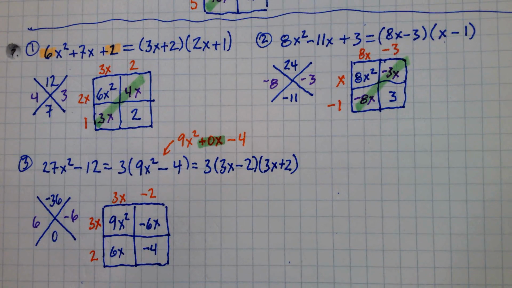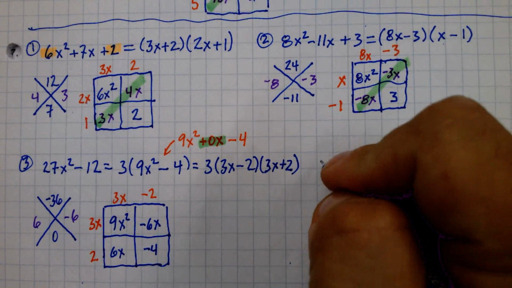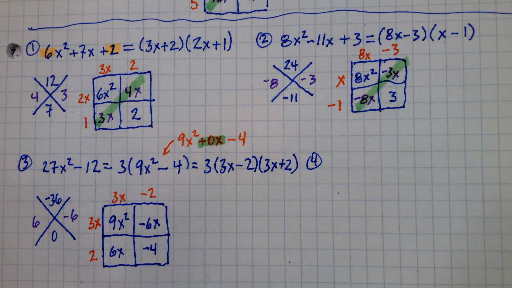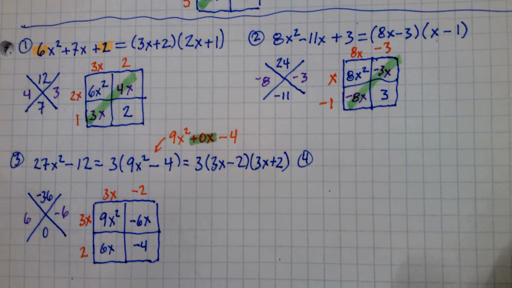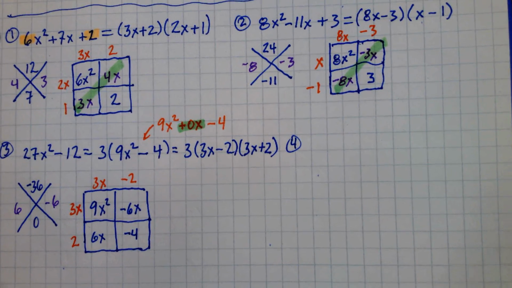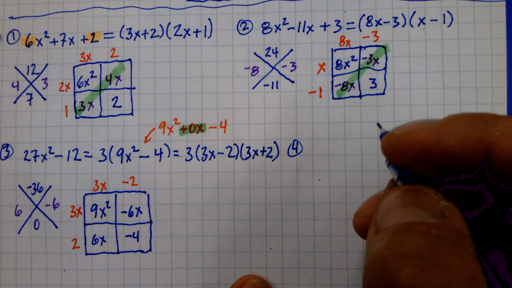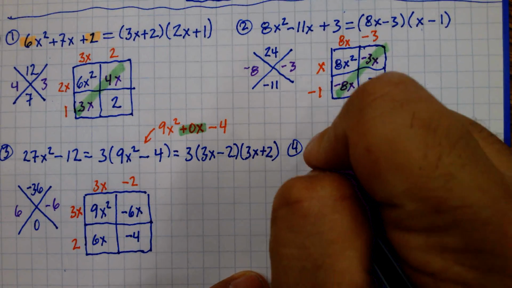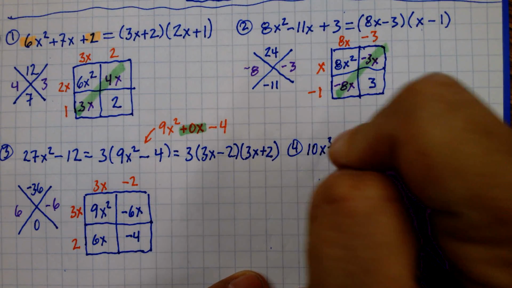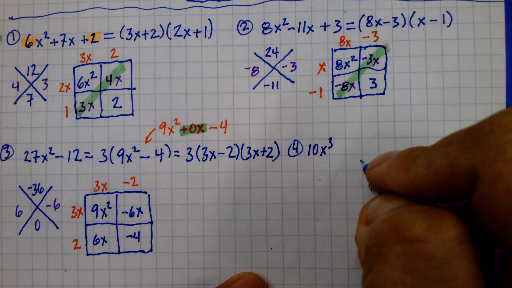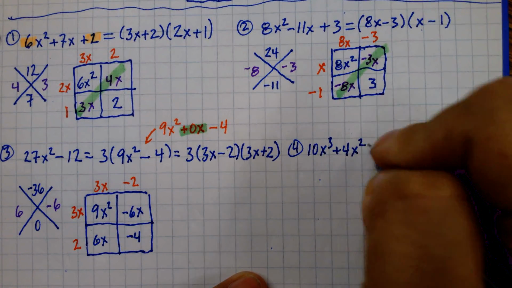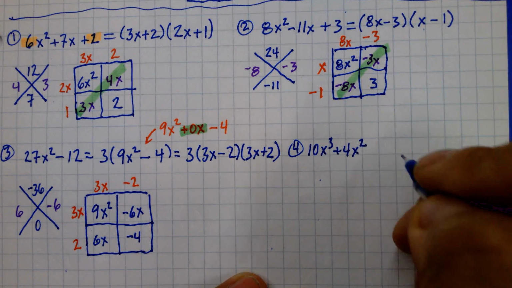We're going to do one last problem. I'm going to try to fit it in here. Are you guys ready? Okay, here we go. Number 4, last one. It is 10x cubed plus 4x squared minus 6x.